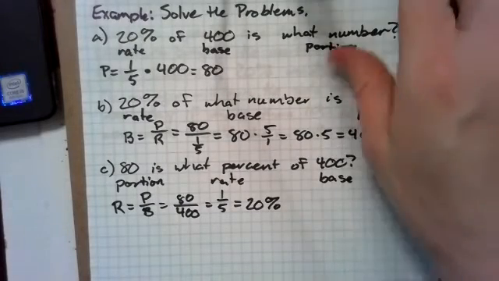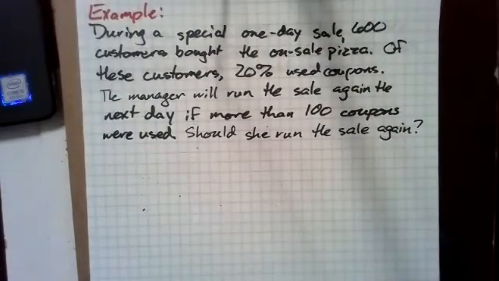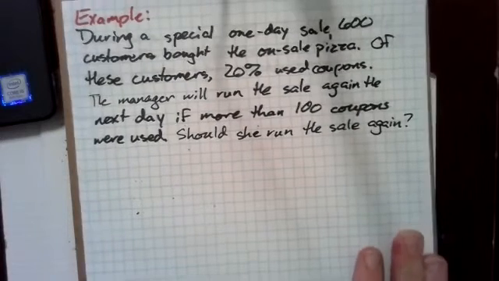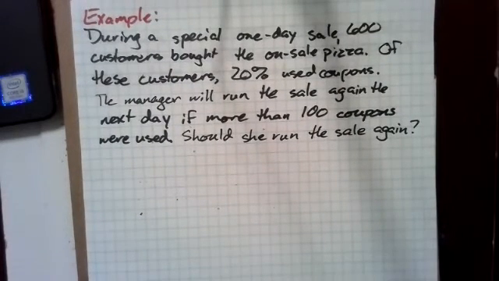These next problems are a little more complicated. We've got some word problems to work with here. During a special one-day sale, 600 customers bought the on-sale pizza. Of these customers, 20% used coupons. The manager will run the sale again if more than 100 coupons were used. Should she run the sale again?